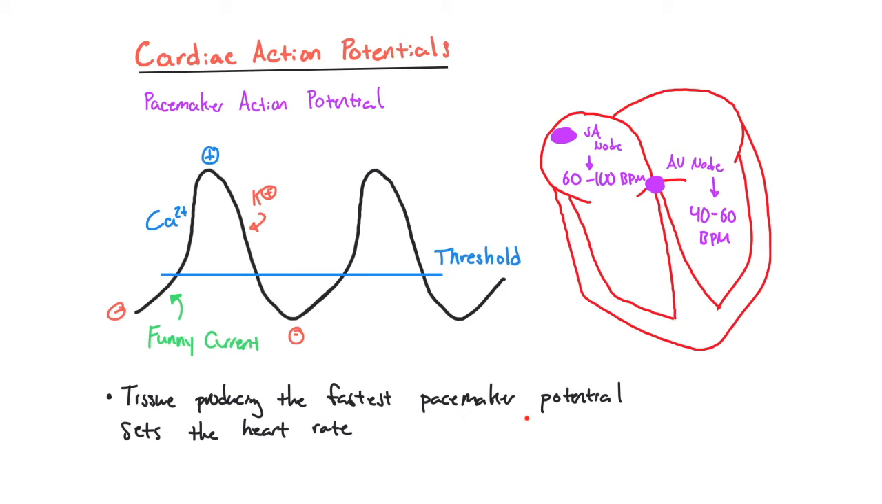As we talked about down here, with the fastest depolarizations controlling the heart rate, in this situation, the SA node will win out over the AV node, and the heart rate will be a little bit closer to the 60 to 100 range. That can change with some types of arrhythmia, but we will reach that in some future lectures.